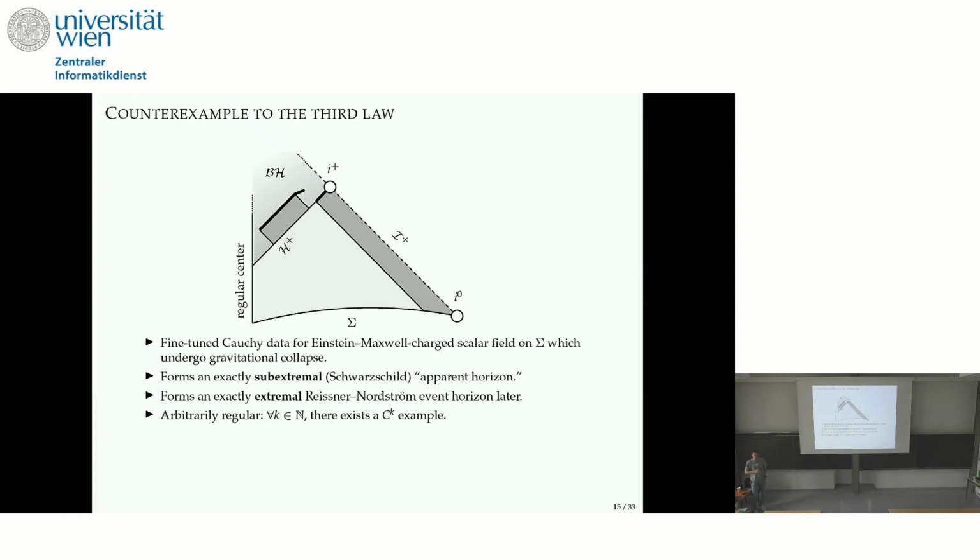So for each k, there exists a C^k example. And our disproof uses a technique called characteristic gluing. One of the features of this is that, for the experts, there is some discontinuity at this outermost apparent horizon. And this discontinuity is actually crucial in the construction of counterexamples to the third law. This is something which I would like to address and stress, and if some people are interested, I can explain more.